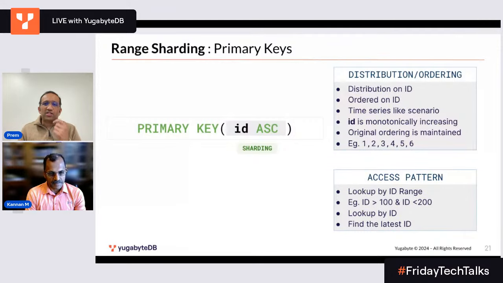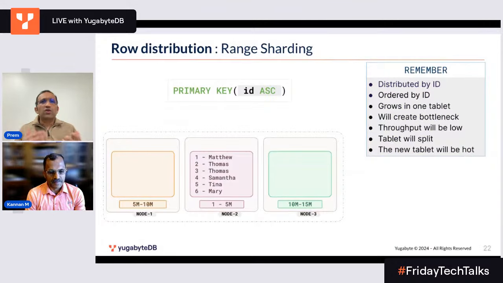Let's see how data is distributed when you range shard on ID. As the rows come in, the data is stored sorted on ID in ascending order as defined in the primary key. The data is already coming in ordered fashion. As I said, ID is a monotonically increasing number. The data grows in only one tablet, even though there are other tablets.